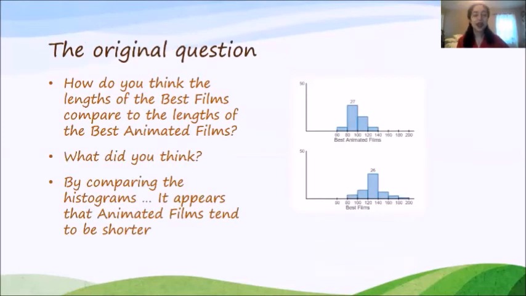The original question: how do you think the lengths of the best films compare to the lengths of the best animated films? What do you think? By comparing the histograms, it appears that animated films tend to be shorter. If you look at the histograms, where is the peak in each one? In the best animated films, it is between 80 and 100 minutes, since 27 movies are between those times. In best films, the peak is at 120 to 140 minutes. So you can see that best animated films has shifted more towards the smaller amounts of time, whereas best films has shifted towards the longer, lengthier films.